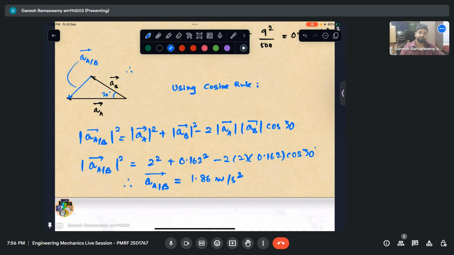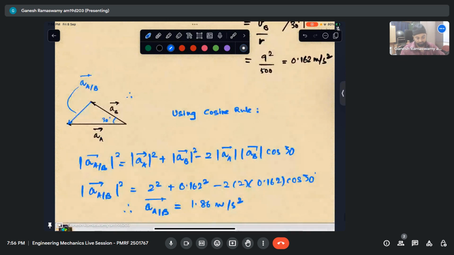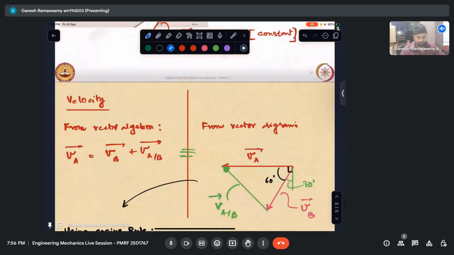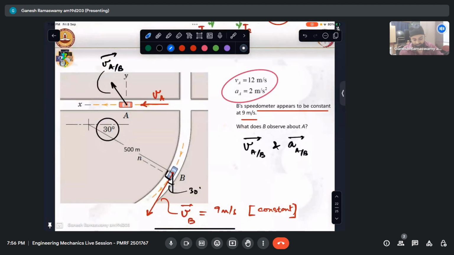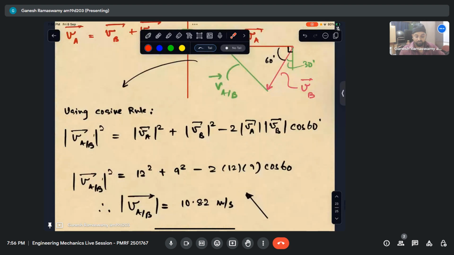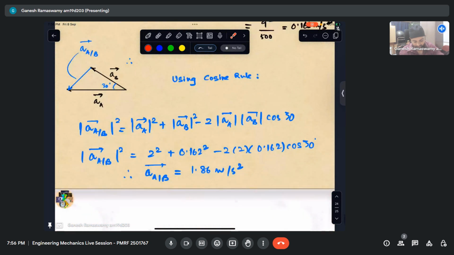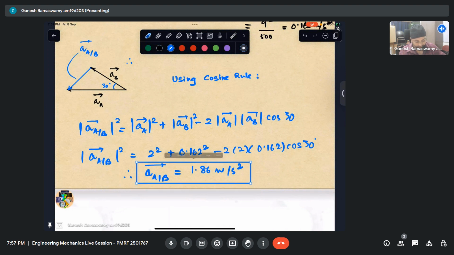So essentially, that acceleration would appear to change the velocity in that direction, as seen from B. So that is what it is. This is how this problem can be solved using vector algebra or our vector diagrams.